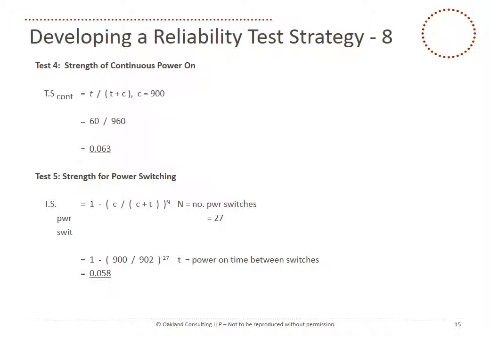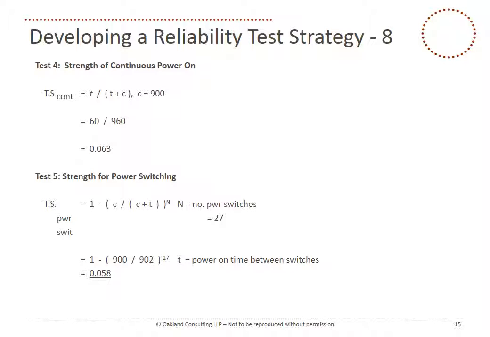Now for continuous power on, the Hughes equation also has a model, T over T plus C. C is constant at 900 and T is effectively the power on time duration, and here it was 60 hours, so 60 divided by 960 gives us 6.3%.